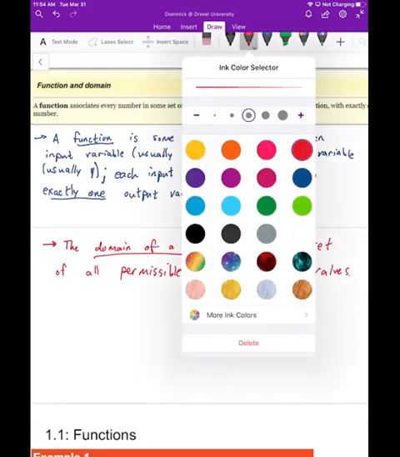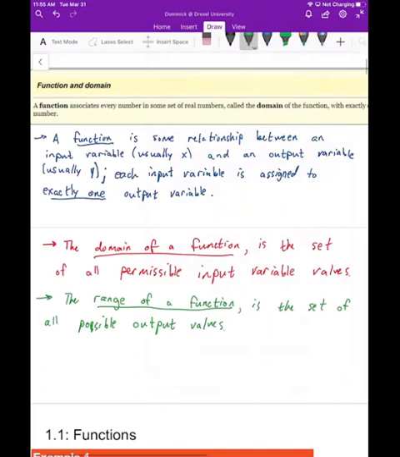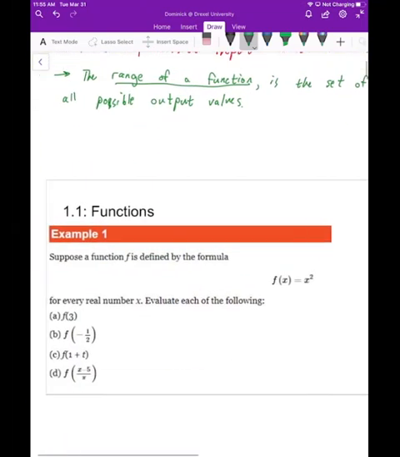And they don't mention it just yet, but we might as well mention it while we're here. Sort of the other side of this, which is the range of a function, is the other side of this. This is the set of all possible output values. Right. And again, we'll say a little bit more about this as we move forward, but that's sort of the basic idea.